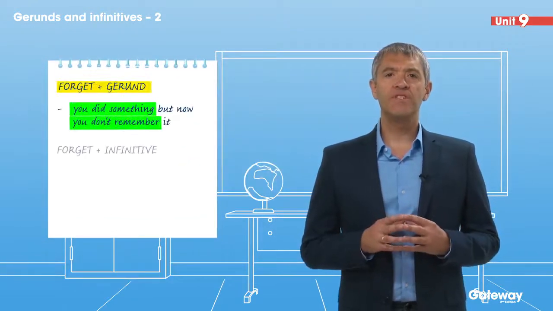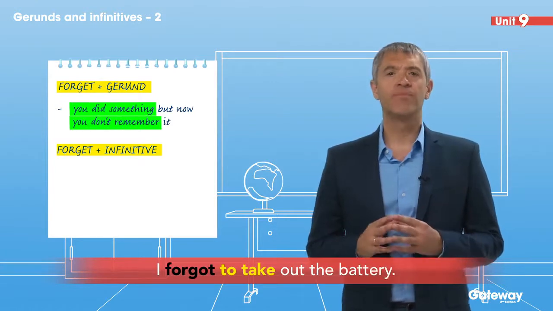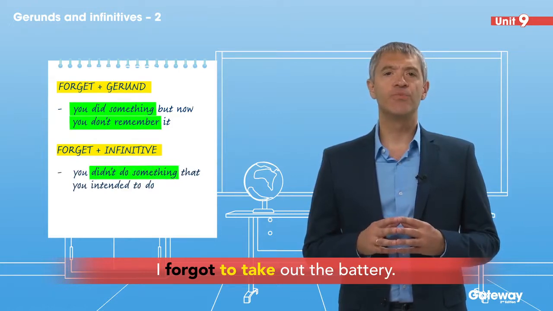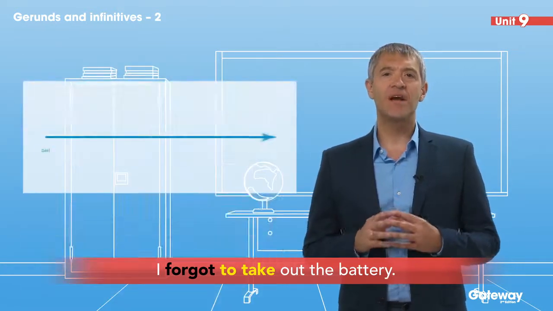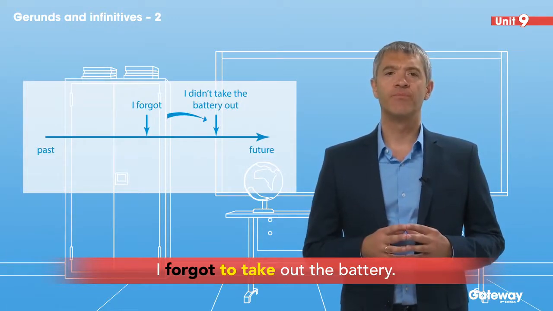But if I use the infinitive and say, "I forgot to take out the battery," it means I didn't do something that I intended to do. So I intended to take out the battery, but I didn't remember, and so I didn't do it.